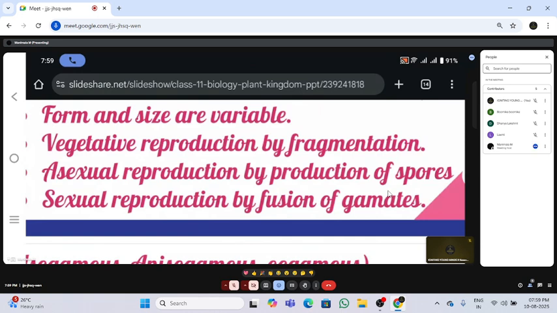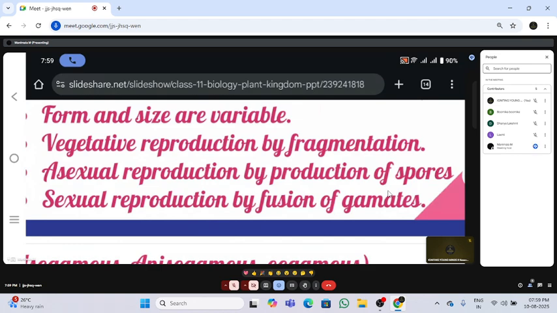What is fragmentation? When the organism gets matured, the parent body is divided into two or more pieces. Each piece is called a fragment. Later, each fragment will grow into a new individual. So this is called fragmentation.